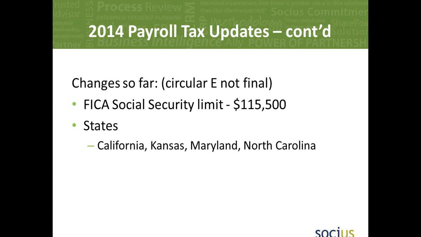So as I mentioned, the changes so far are we know that the Social Security limit is going to increase, and they already are aware of state changes for California, Kansas, Maryland, and North Carolina. And once the Circular E is finalized, then they will update the tax tables and release those.